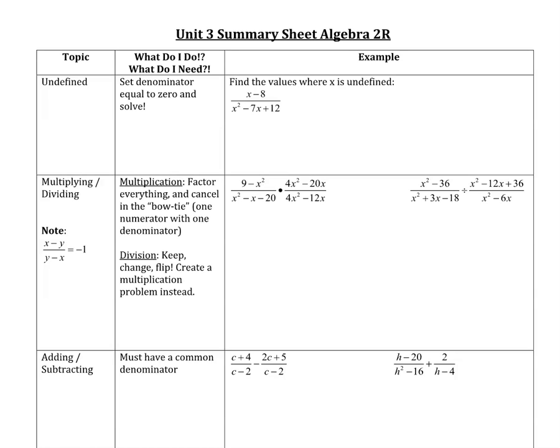Alright, so starting from the top, the very first thing we talked about with rational expressions is determining where they're undefined. Undefined means that the denominator would equal 0. So in order to solve these problems, we simply set the denominator equal to 0 and solve. I don't even care what the numerator is, completely ignore it. Set the denominator equal to 0.